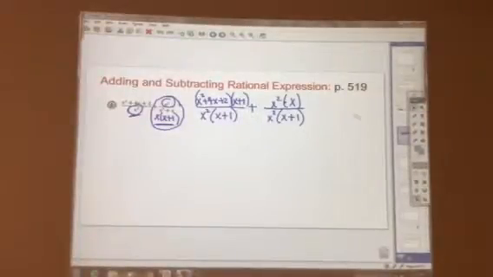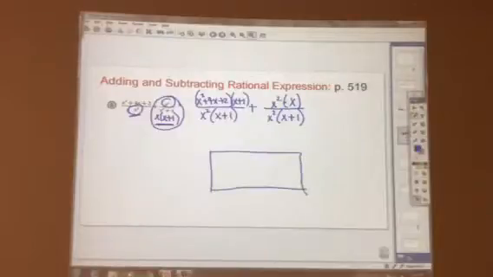Now that we found a common denominator, we have to look at our numerators because we're going to have to simplify this numerator here. We have a trinomial times a binomial. So we will put that in a box and multiply it. Across the top, we'll put x squared, 4x, and 2, and then x and 1. Where they meet is what we multiply.